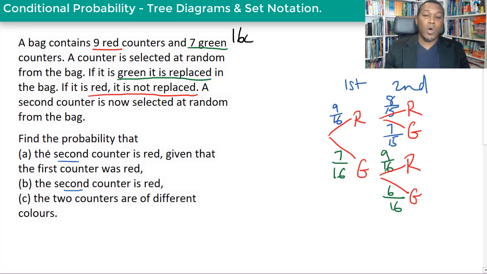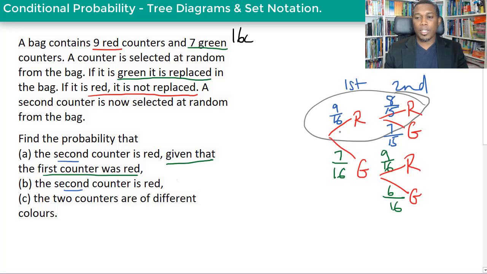Now, the question is, the second counter is red given, it uses the word given, given that the first counter was red. So what's the chance the second one is red given the first one is red? So we're thinking about this branch here. This is the branch we're thinking about. I'll just circle it. That's the branch we're thinking about. Red and red. Red, red.